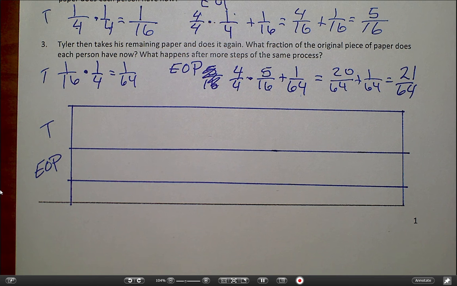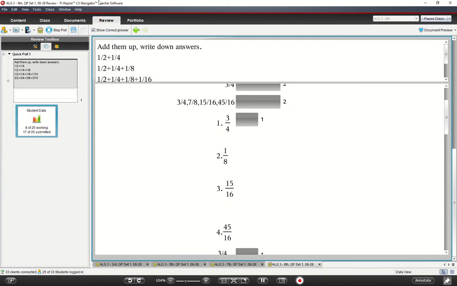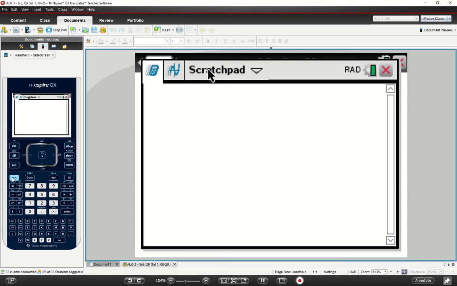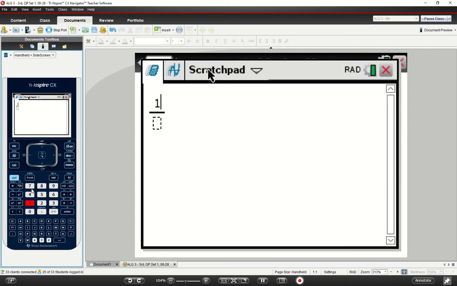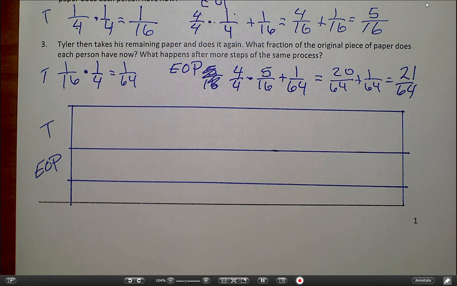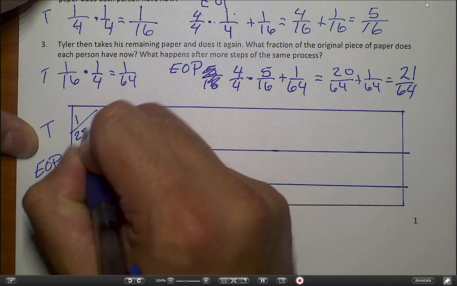So to figure out how much he's going to have now, I would take that 1 over 64 and do what? Times 1/4. Times 1/4, right? I'm going to multiply by 1/4 to figure out what Tyler has. So in your handy dandy calculator, I'm going to show you guys here. So we had 1 over 64, right? Control, divide, 1 over 64, and times what? So it's control, divide, 1 over 4, right? So Tyler is now going to have 1 over 256, right? So Tyler has 1 over 256.